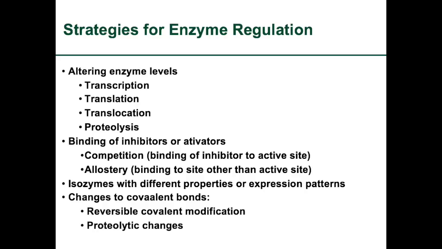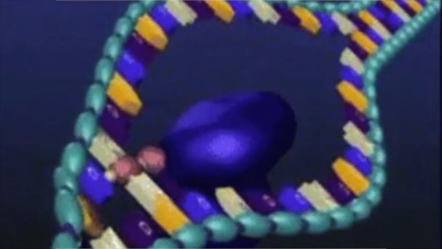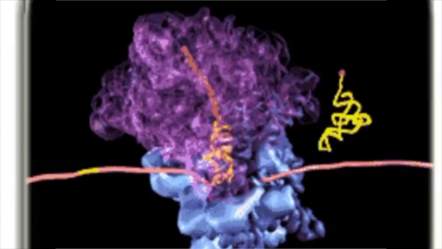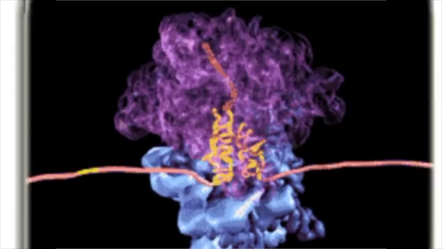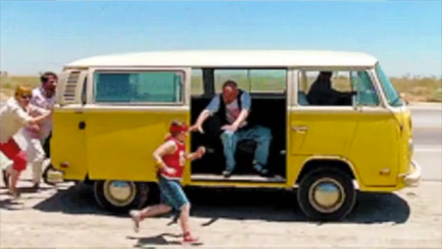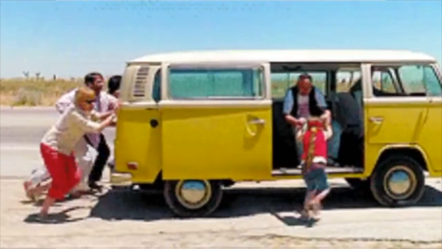So let's start with some strategies for enzyme regulation to give you a good background. First of all, you can physically change the amount of enzymes that are present in a cell or in an organelle by altering enzyme levels, and this can happen through transcription, making the RNA, through translation, making the protein, or through translocation, which is moving the protein from one place to another.